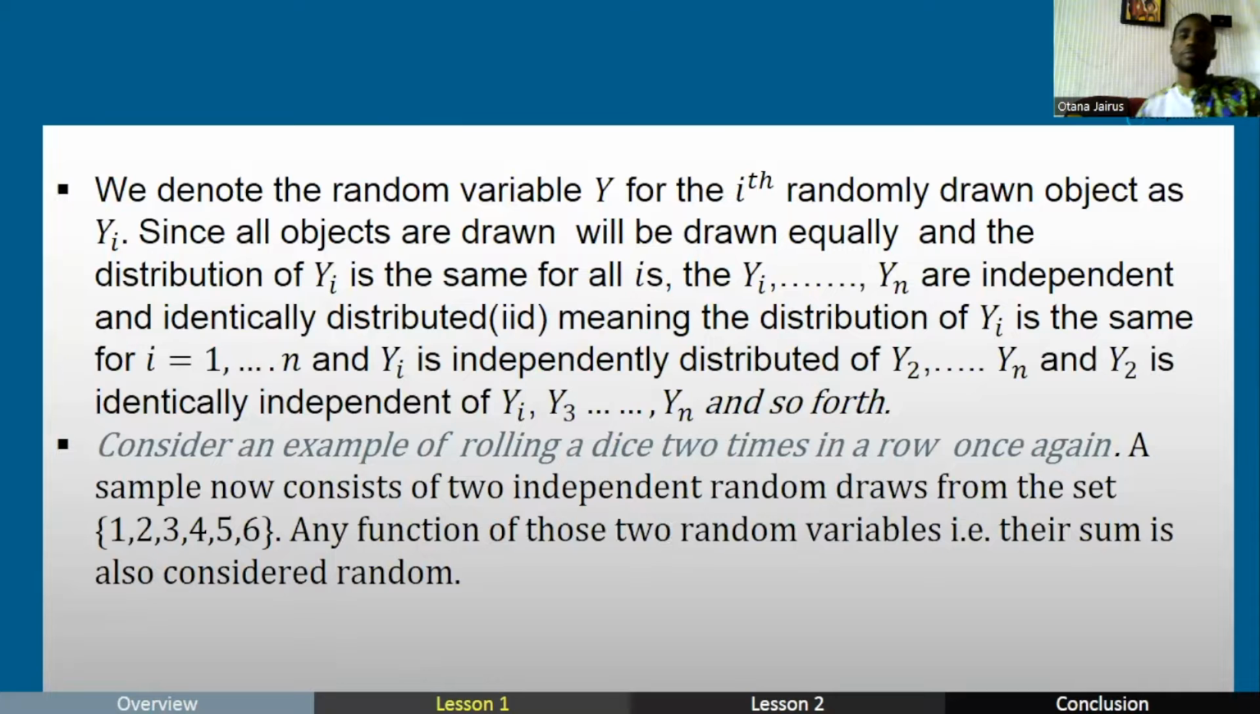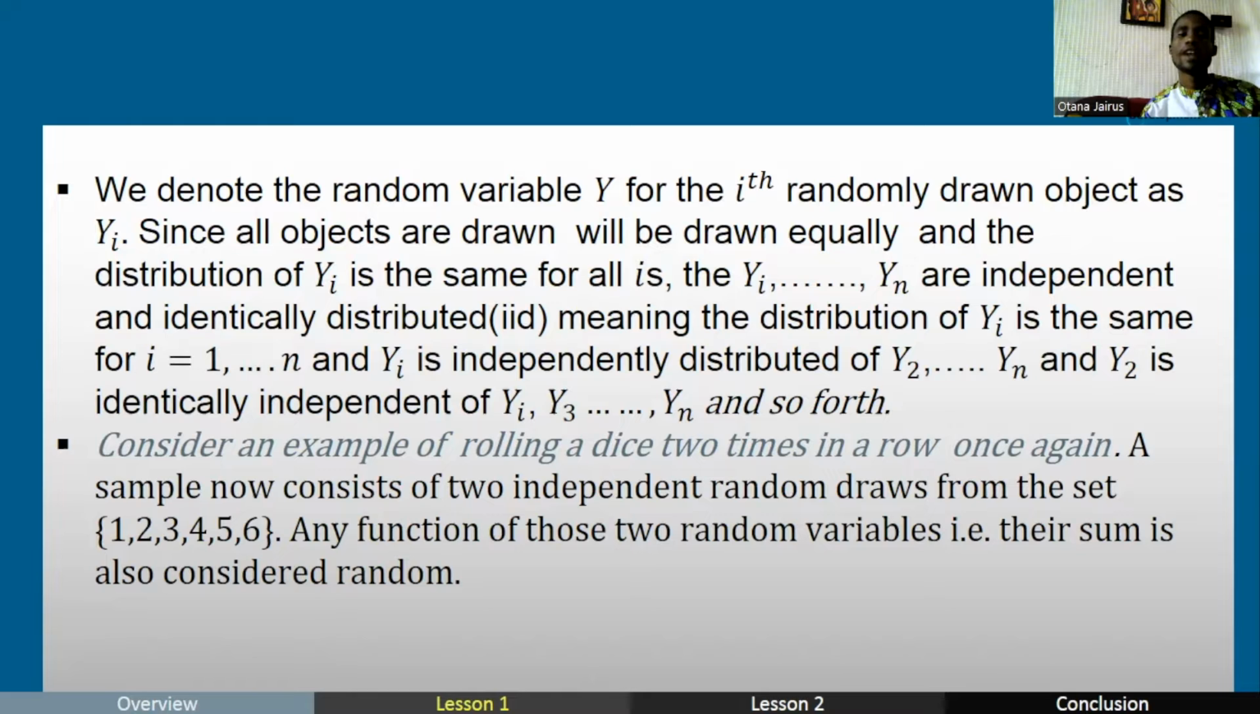So for the observations denoted by Yi, the distribution of Yi is the same. What I mean by being the same is that when you take the values of Yi, where i ranges from one all the way to n, Y1 is independently distributed of Y2, and Y2 is independently distributed of Y3, and Y3 is independently distributed of Y4, all the way to n, where n is the sample size you are using.